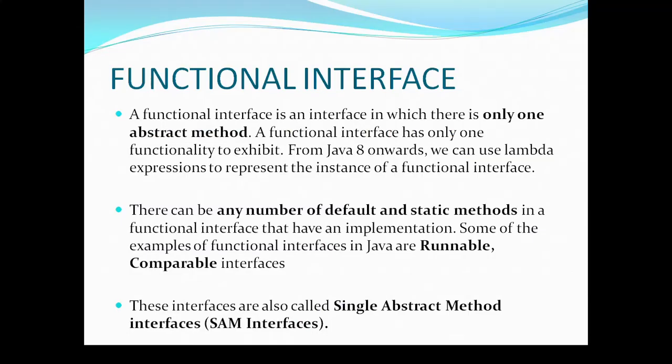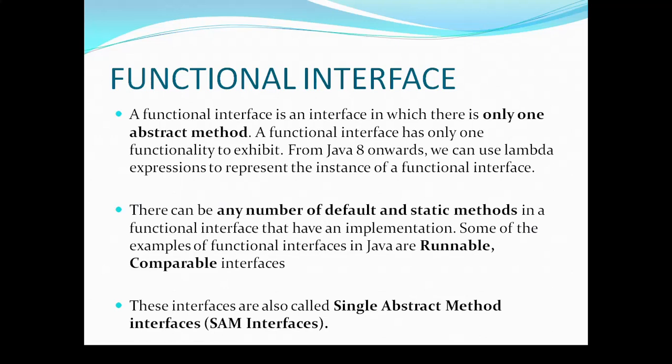As per the definition, a functional interface is an interface in which there is only one abstract method. A functional interface has only one functionality to exhibit. From Java 8 onwards, we can use Lambda expressions to represent the instance of a functional interface.